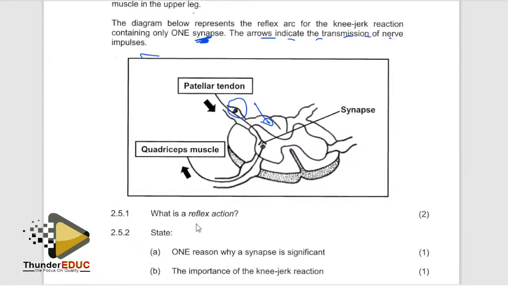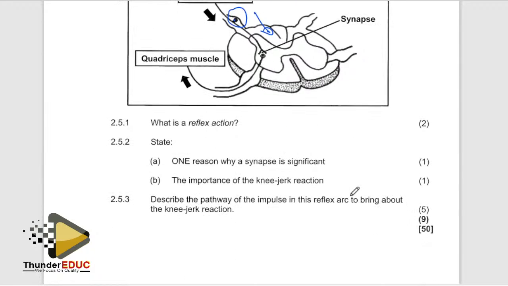What is a reflex action? We defined it yesterday nicely. Say that it is a rapid automatic response to the stimulus, or you can talk about involuntary. There are so many ways we can define it, but it must show that it is very fast. Fast automatic response, rapid automatic response, or involuntary. We need to see that you don't control it and it is very fast.